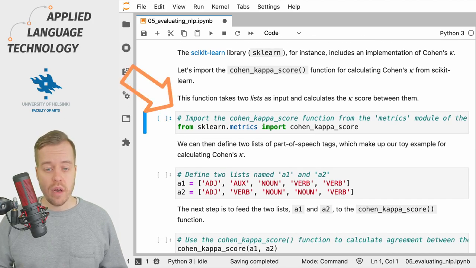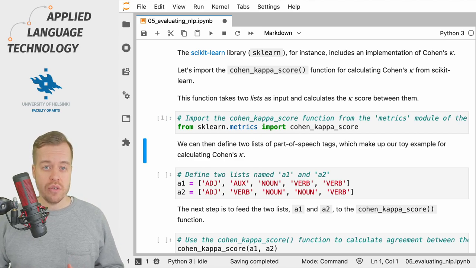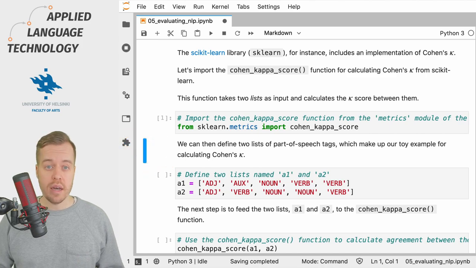In this cell, I import the Cohen kappa score function from the scikit-learn library, and more specifically, its submodule for metrics. When I run this cell, then we will have the Cohen kappa score function available in Python. Next, I'm going to define a toy example which consists of two Python lists that contain 5 part of speech tags each, and I assign them under the variables A1 and A2.